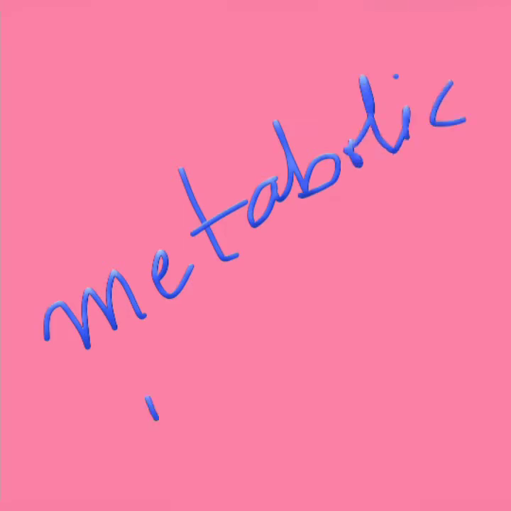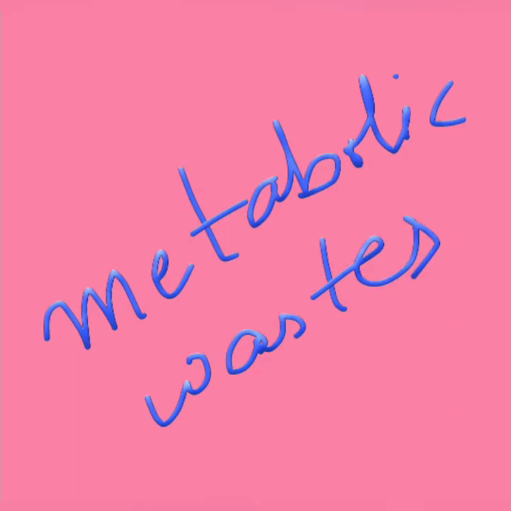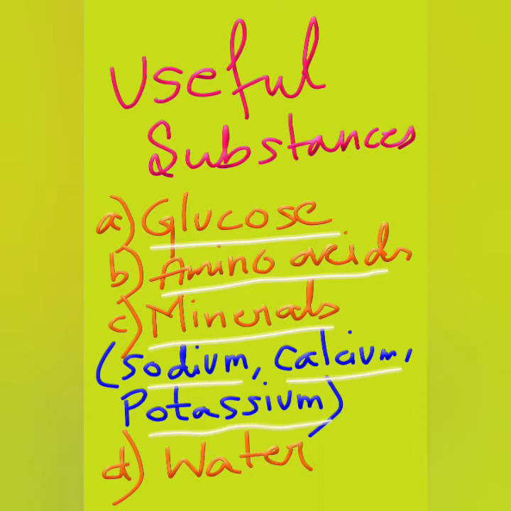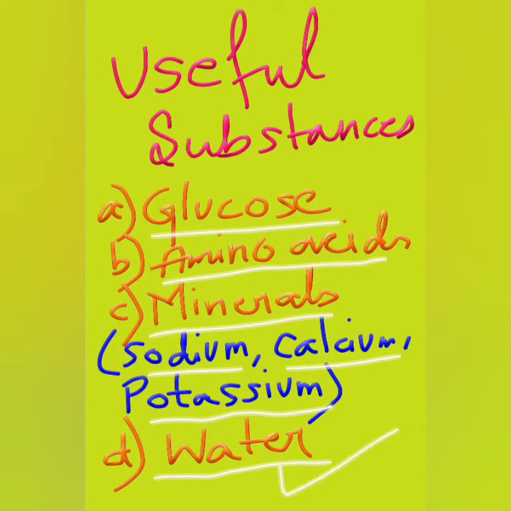Along with metabolic wastes, the blood carried through capillaries also contains some useful substances such as glucose, amino acids, minerals such as sodium, calcium, potassium, and water. All these useful substances are also filtered along with the waste through the nephrons.